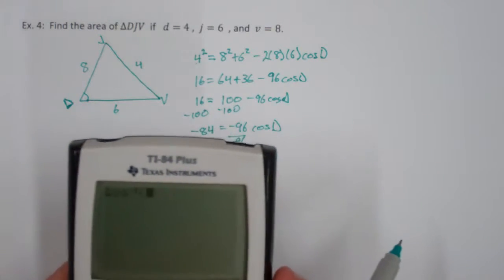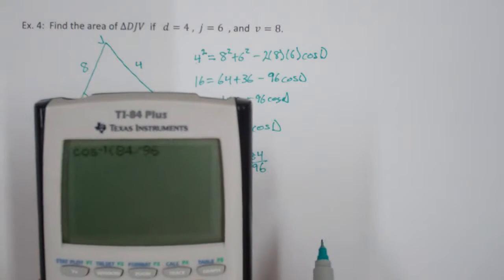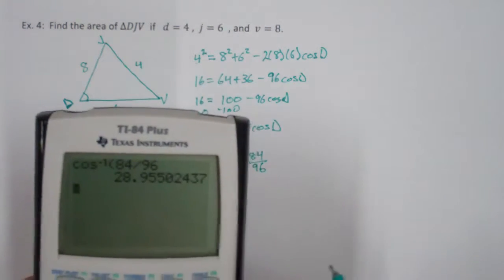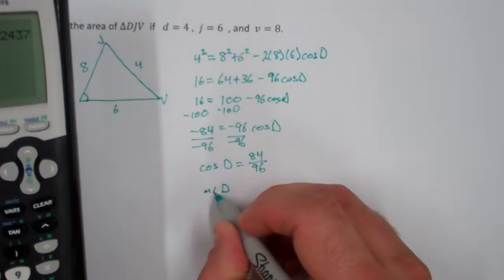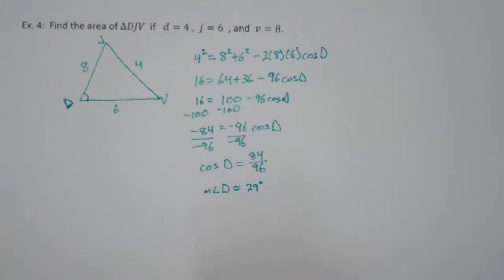So we'll do the inverse cosine. Remember, when you're trying to find the angle, you'll do the inverse cosine of 84 divided by 96. That'll give us 29.95, or if we round, that'll give us 29 degrees. So the measure of angle D will be about 29 degrees.